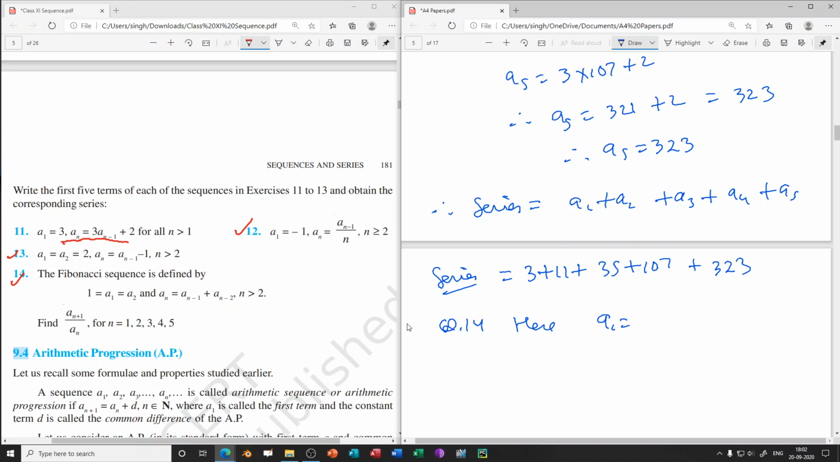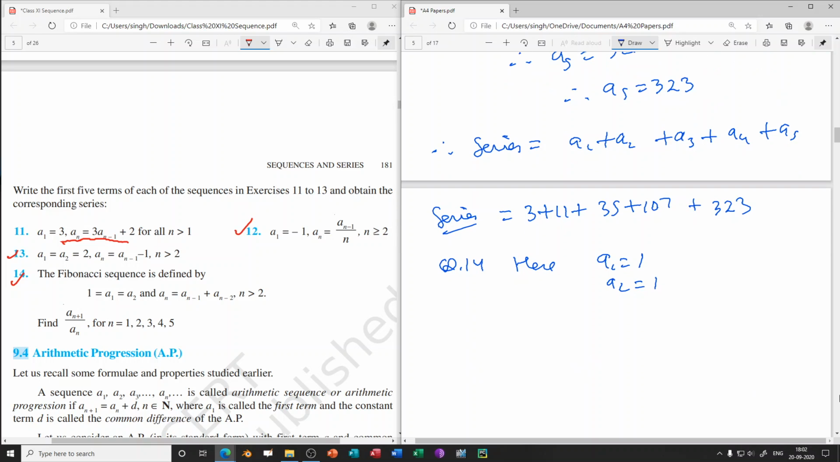Here a1 equal to 1, a2 equal to 1. So here, because we have to find a(n+1) over a(n) for n equal to 1, 2, 3, 4, 5. If we put here 5, we will get 5 plus 1, 6. That means till the 6th term we will find first. So here already we are having a1 and a2.